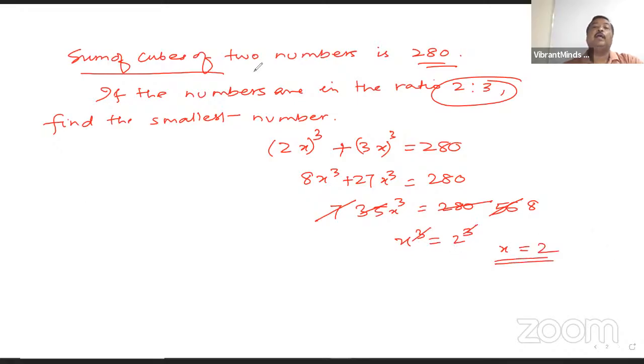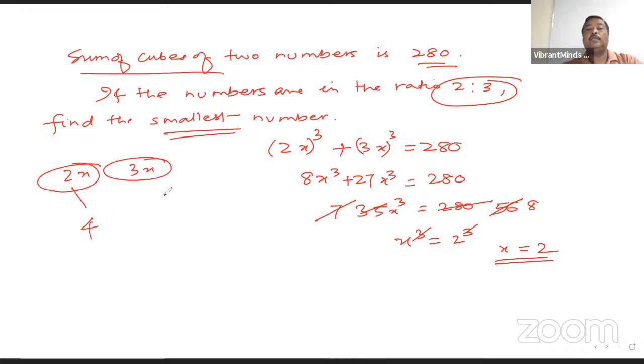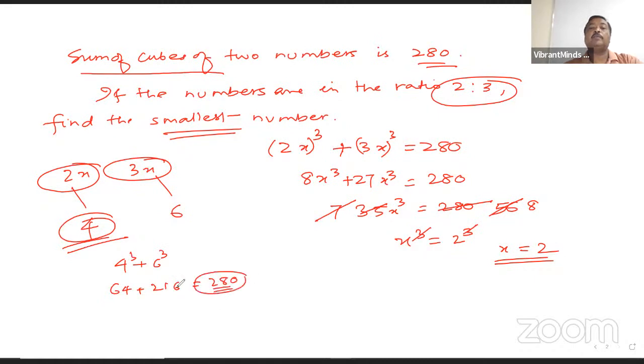2. What were the numbers? 2x and 3x, and you have to find the smallest. So 2x is equal to 4 and 3x is equal to 6. This is your smallest number, 4. Now to check, 4 cube is what? 64. 6 cube is what? 216. See, it gave you a sum of 280. Is it clear, guys? Go ahead.